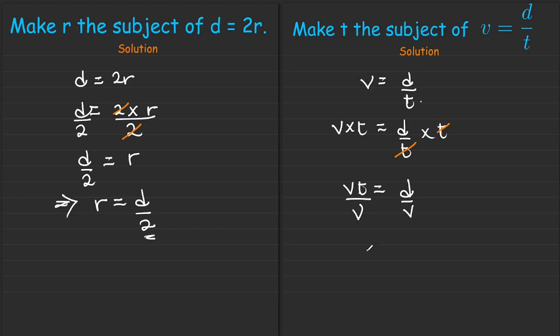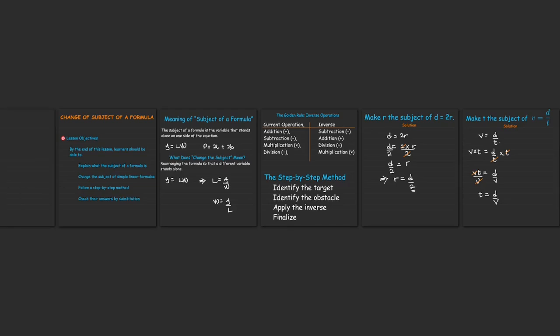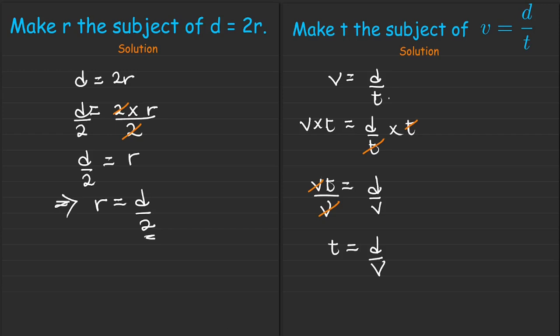And with that, you can simply say this V cancels out this V. And what will we be left with? We'll be left with our T. So we have T, which is equal to D over V. And that is all for this case. Now, depending on how well you understand your algebra, you can even use just 2 lines to solve this question here.